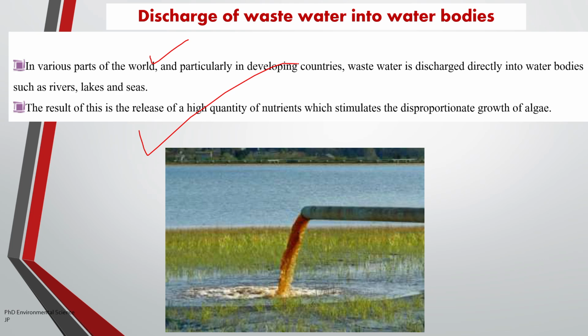Nitrogen and phosphorus are the key nutrients that promote plant growth. In aquatic environments, they primarily encourage the growth of algae. The high concentration of nutrients stimulates the rapid and excessive growth of algae, leading to what is known as algal blooms. Now these algal blooms can cover large areas of water bodies, creating dense mats of algae on the water surface.